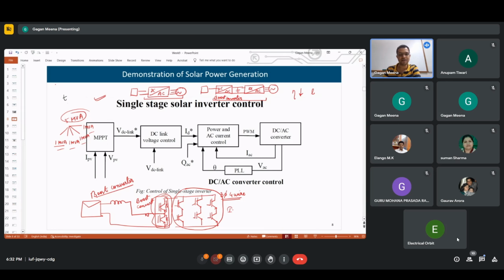Yes, sir. We need storage, right? Without storage, we will not be able to meet the demand when the solar is not there or the wind is not blowing. So energy storage is very important in isolated or even remote microgrids. So B is the answer.